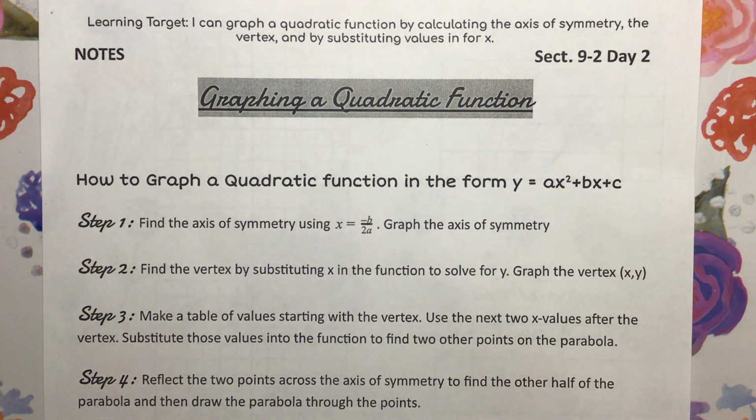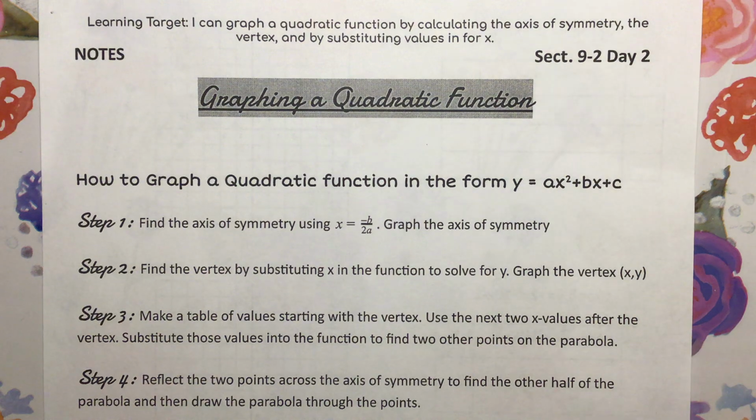In the previous lesson, we talked about how to find the axis of symmetry and how to find the vertex. Today, we're going to take that one step further and show you how to use those values to actually graph your function. By the end of this lesson, I'd like you to be able to graph a quadratic function by first calculating the axis of symmetry, then the vertex, and then by substituting in appropriate values for x.